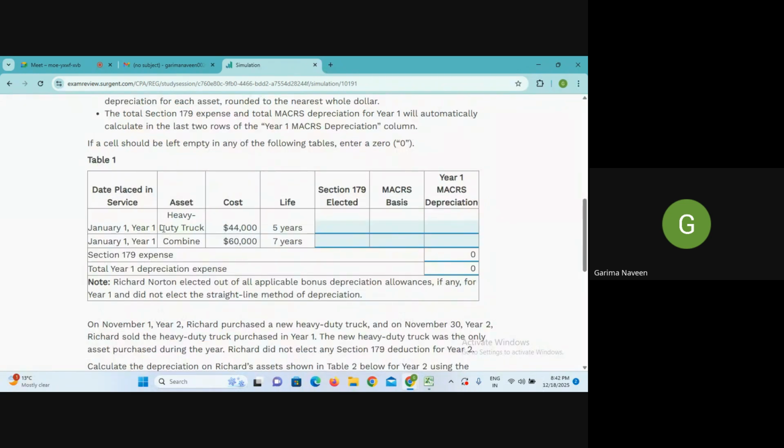Okay, so first of all you have a heavy duty truck of $44,000 and having life of 5 years. So what will you think? How much of section 179 expense should be there? Basically you can get the section 179 deduction for the asset you are putting in your business for the year of service. So for the first year only you can claim 179 expenses as a deduction.